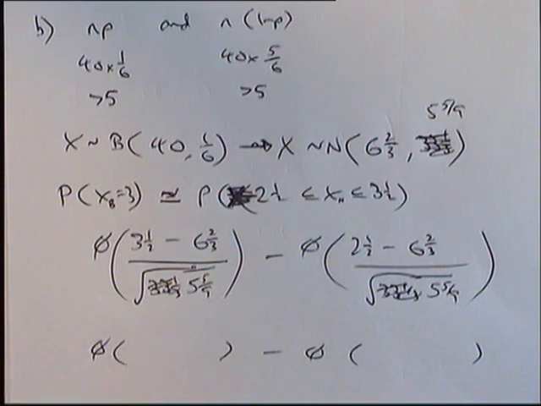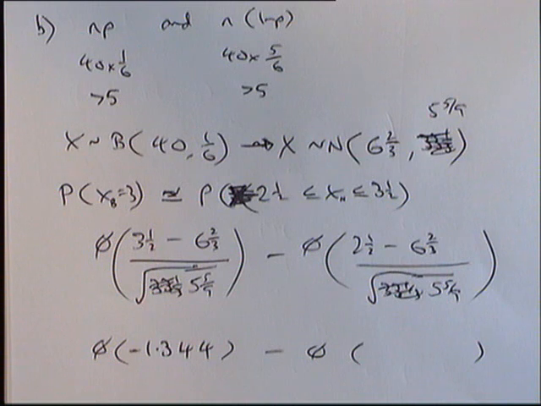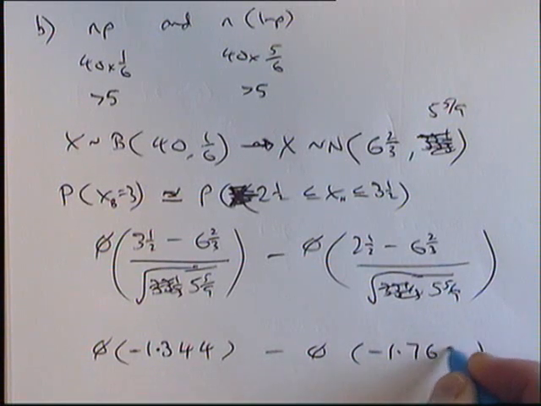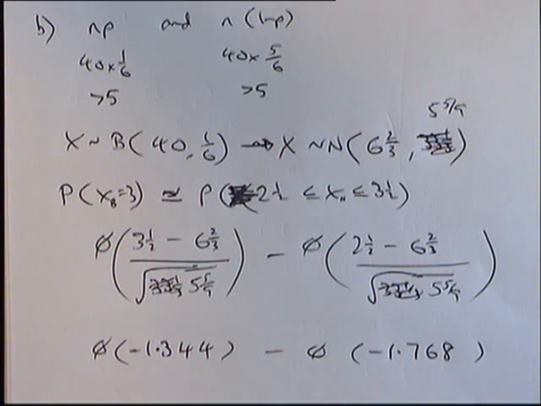Once the class had changed that, we'll come back to what the values in the brackets should be. We've got our first z value. There's no point in working these out to more than 3 decimal places if you're using tables, because that's as far as the z values in the tables go. We got minus 1.344, and minus 1.768. That agrees with what I've got.